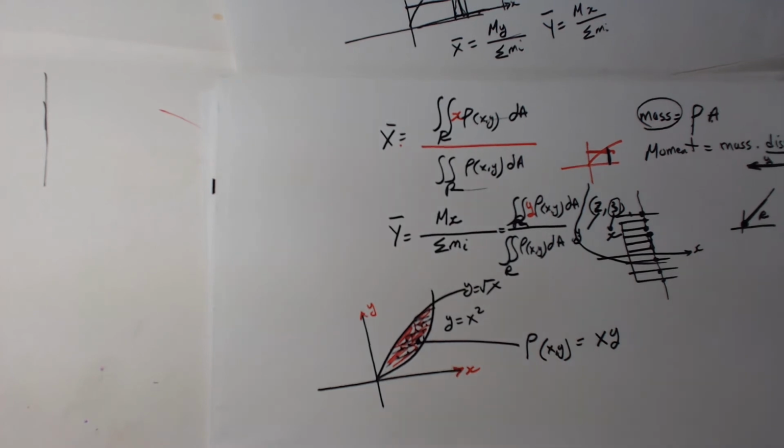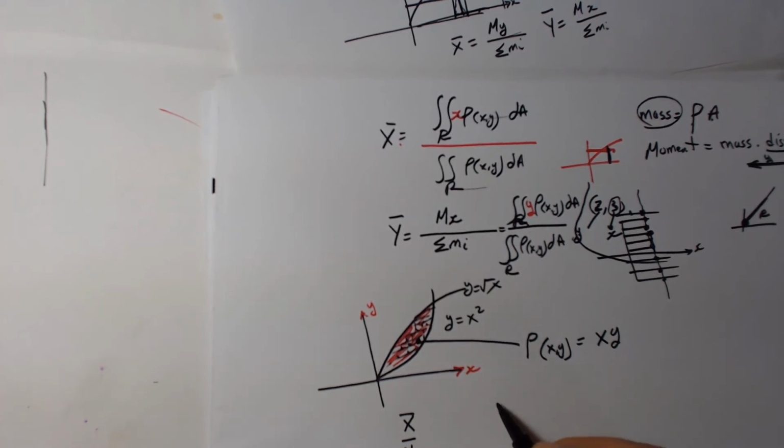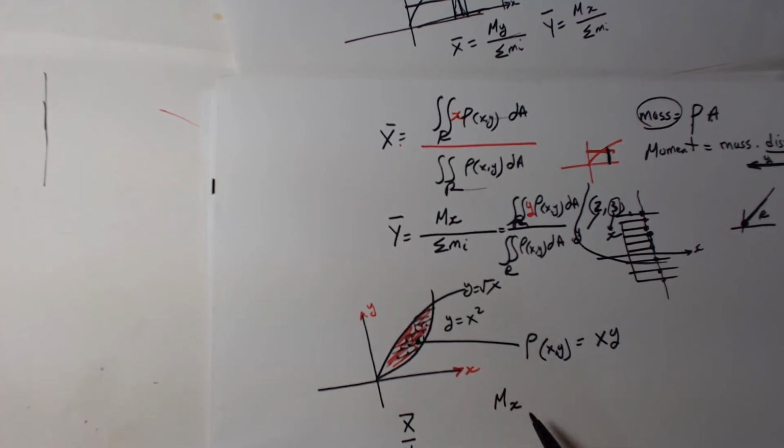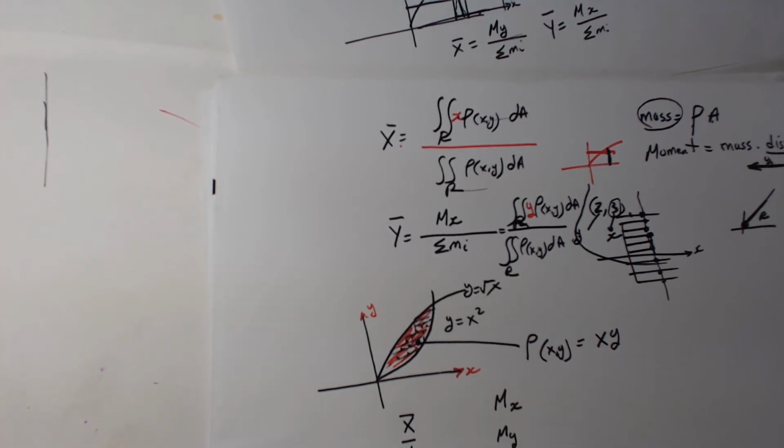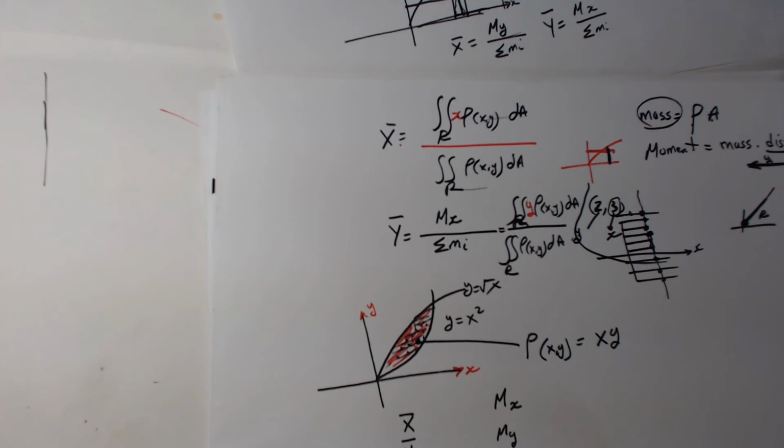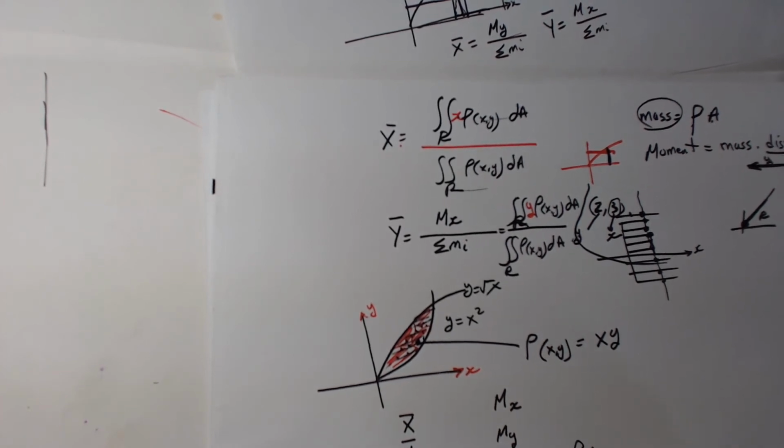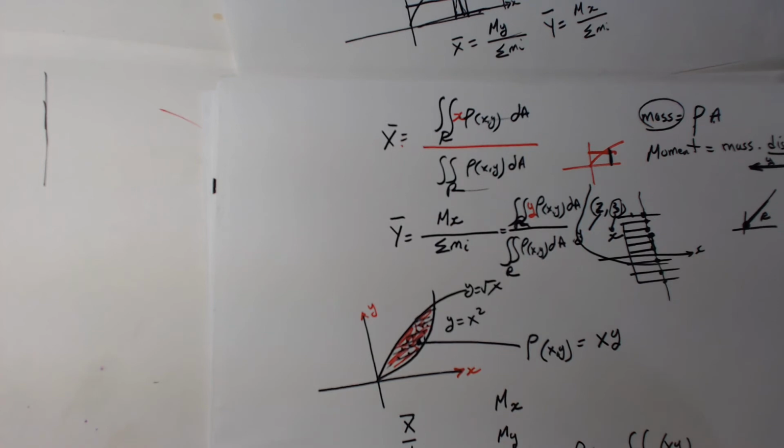And I want to find the center of the mass. What is my x bar? What is my y bar? In order to know it, you need the moment about the x, you need the moment about the y, and you need the mass. Finding mass is very easy. Mass is rho times area. Rho, we already have, is xy. Area is the region dA.